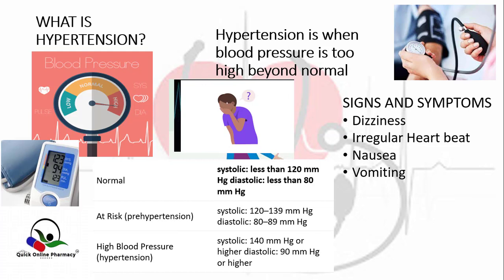Vomiting. If you get constant vomiting, you vomit, then after 2 hours you vomit again, after some hours you also vomit, you feel like vomiting. That's also a simple sign and symptom of what? Hypertension.